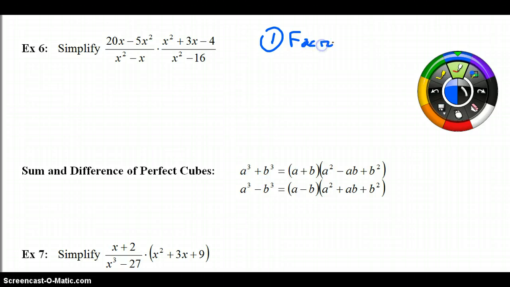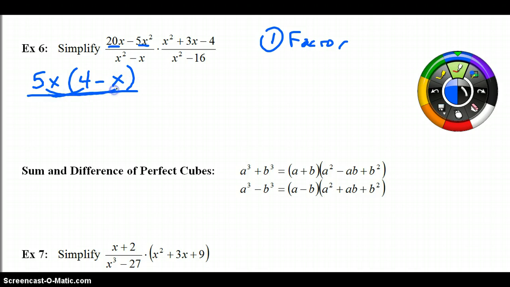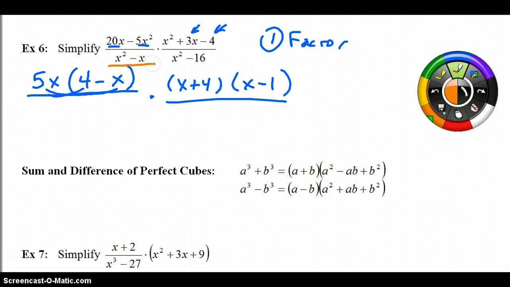So I'm going to factor the numerator, and I see that both of these have a 5 and an x in common. So I'll factor out, there's my 20x, there's my minus 5x squared. The factors of negative 4 that add up to a plus 3 are a positive 4 and a minus 1. The bottom, they both have a common factor of x, so I'll factor that out. And the x squared minus 16 is an x minus 4, x plus 4.